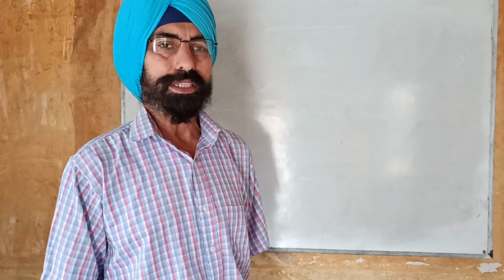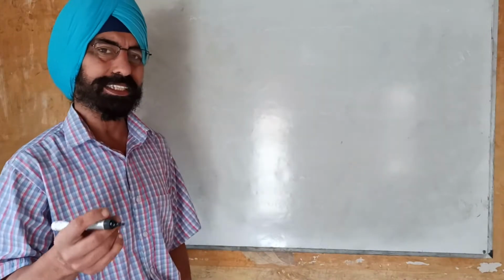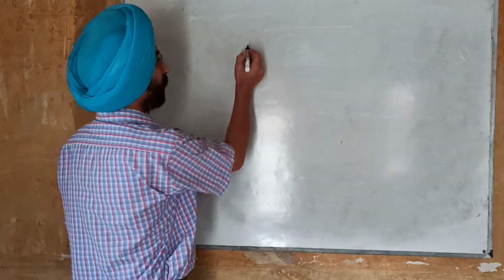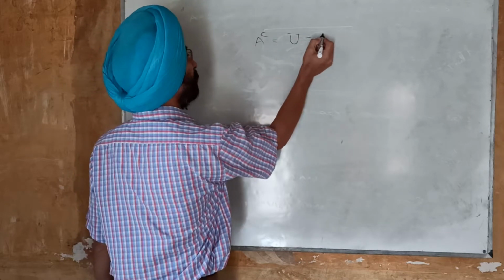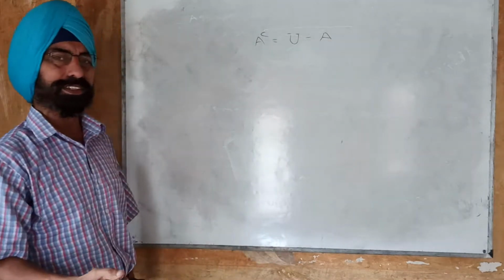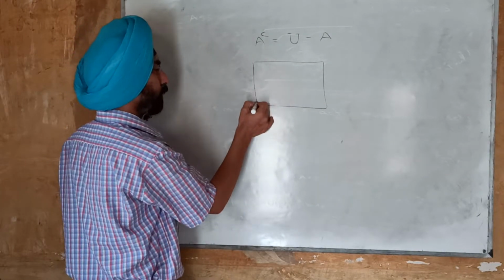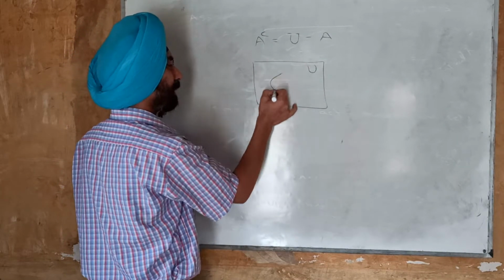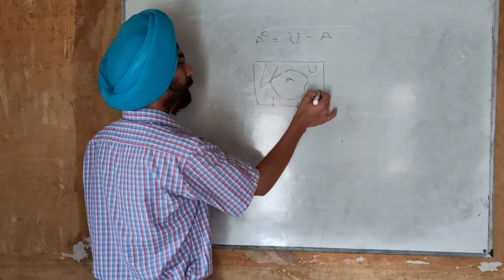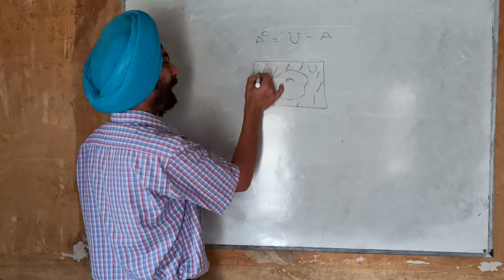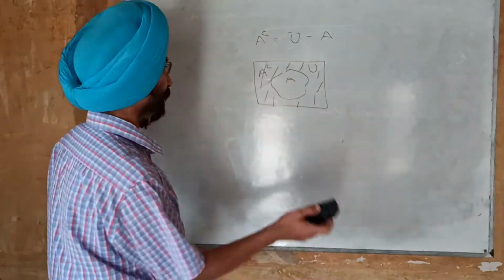Now there is one more thing, the complement of a set, that we have discussed earlier as well. The complement of a set A is the universal set difference with A. That means universal set minus A. That means if this is your universal set U and here is your set A, then all this shaded portion will form your A complement. So this is the complement of A.